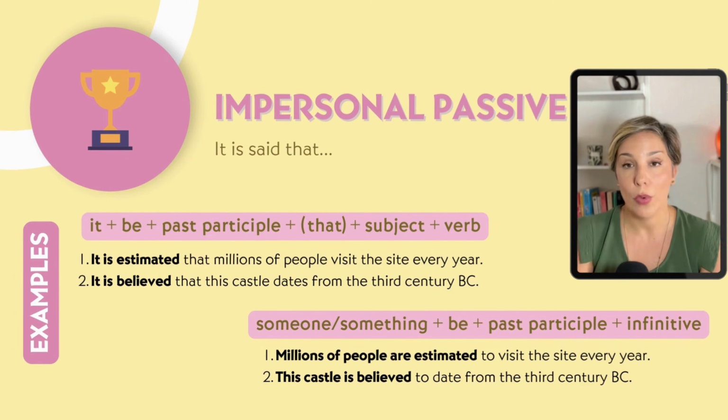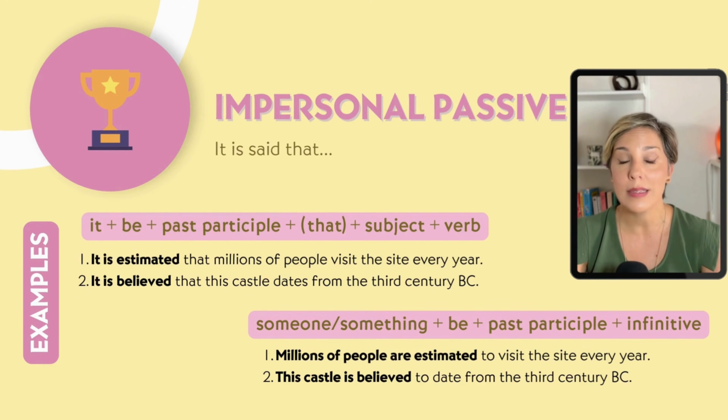Okay, so the formation is, in this case, it plus the verb to be, and then you have the past participle, in this case estimated or believed or known or understood, followed by a full clause: that millions of people, that this castle dates, etc. This is the standard impersonal passive.